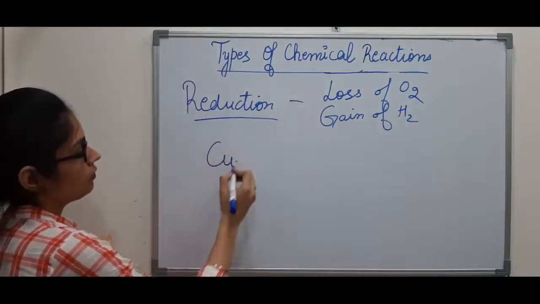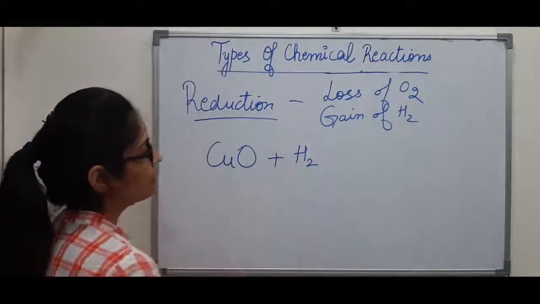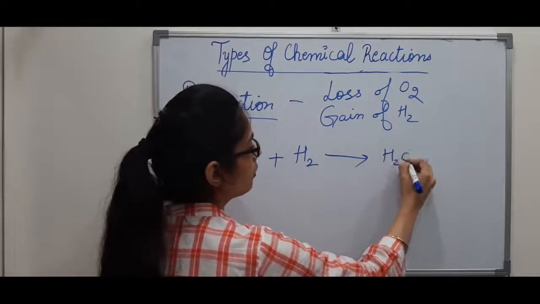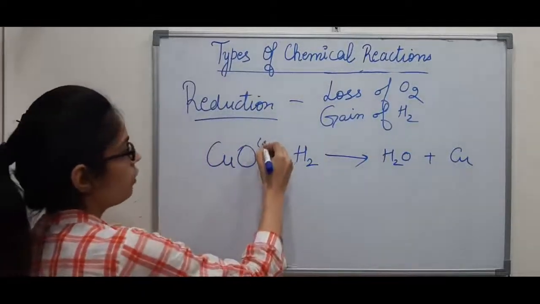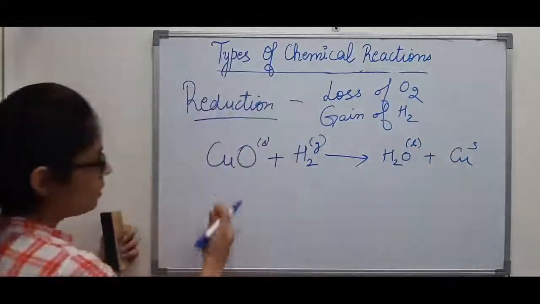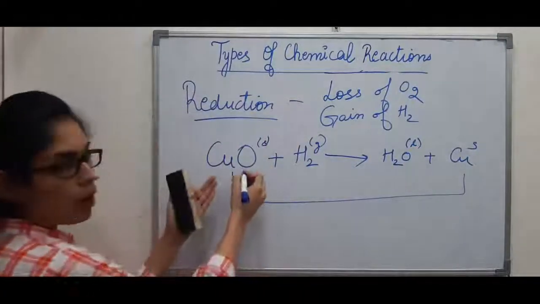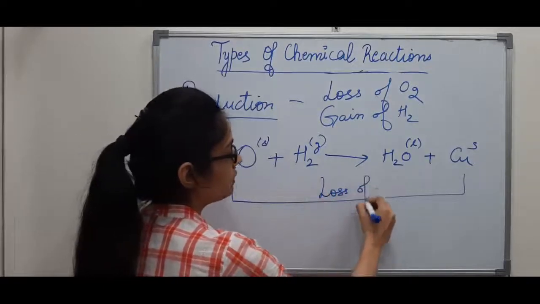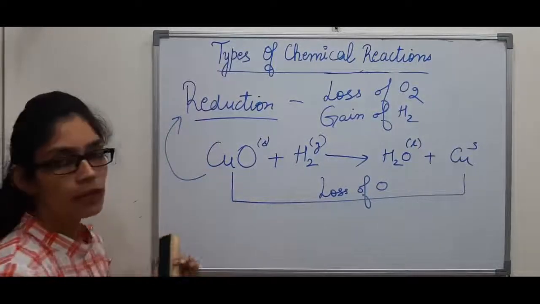So we have copper oxide. We'll pass hydrogen gas over copper oxide and we will get water, H2O, plus copper. This is solid, gas, liquid, and again solid. If you see from copper oxide to copper, here oxygen was there, now only copper, which means loss of oxygen has taken place, and loss of oxygen means reduction reaction.